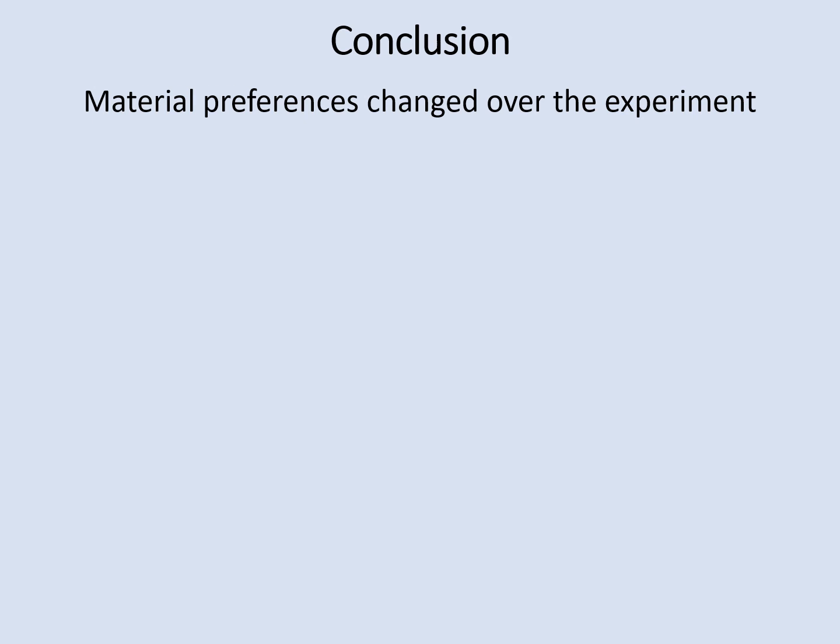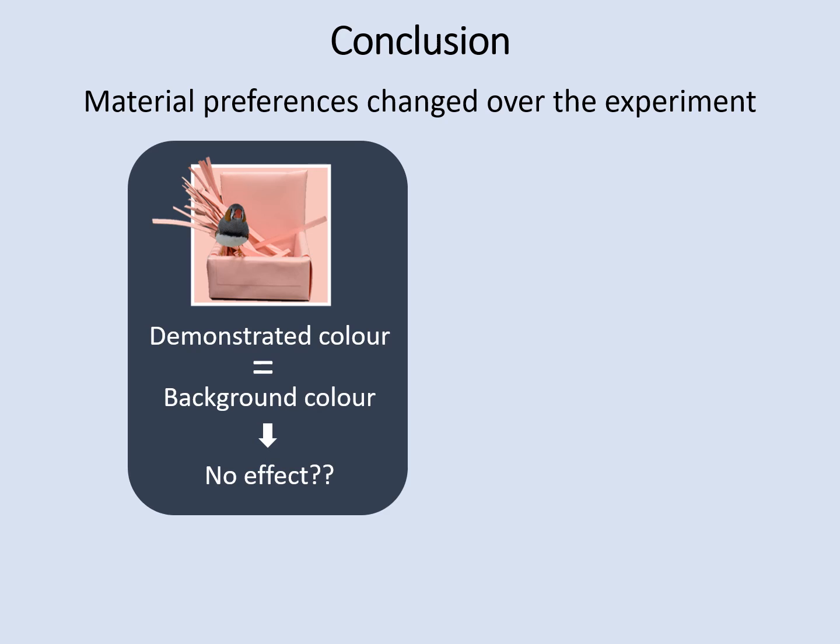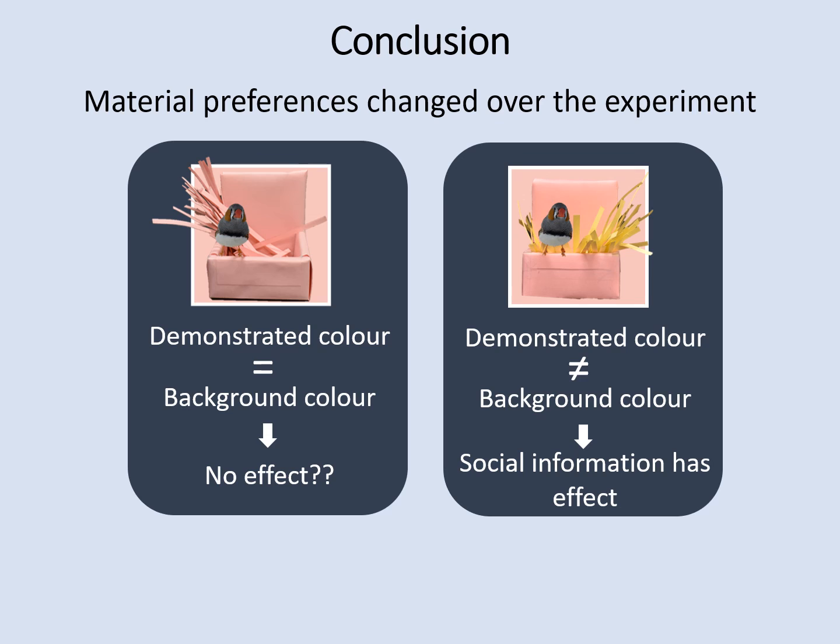In conclusion, we see that after birds got social or asocial information about nesting material, material preferences changed, with birds losing preference for the initially preferred material. Surprisingly, when social and asocial sources coincided, we do not see a preference to use the corresponding information. We're not sure why this might be happening. However, in the group where social and asocial sources were in conflict, we see that social information had more of an effect while the asocial cue did not.